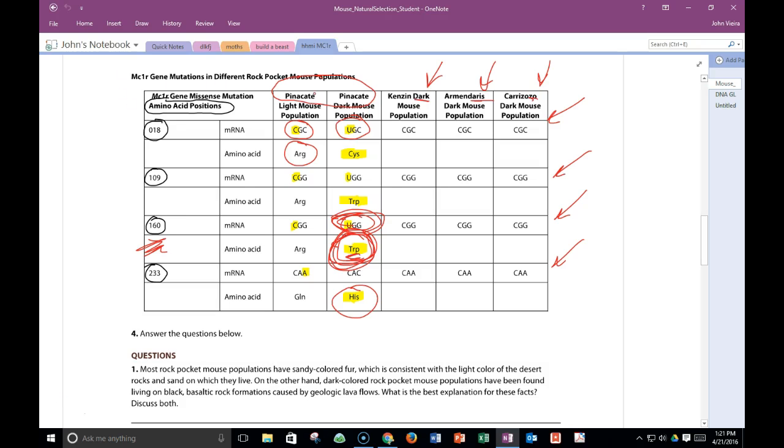You should have seen this. When you coded for that, look, it's the same as the light-colored mice. All of these are the same. Let me kind of erase all this stuff.